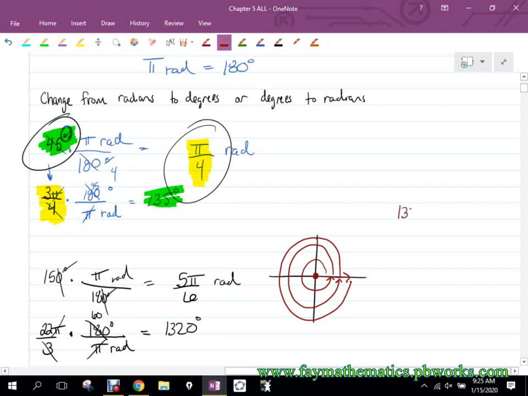So right now, let's go. We did 1320. I'm going to remove 360 from it. What's 1320 minus 360? 960. Okay. Subtract 360 again from that. 600. Subtract 360 again from that. 240. I'm going to stop at 240 because that's between 0 and 360.